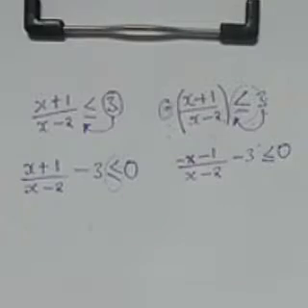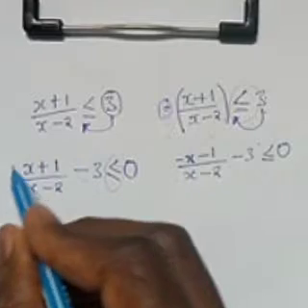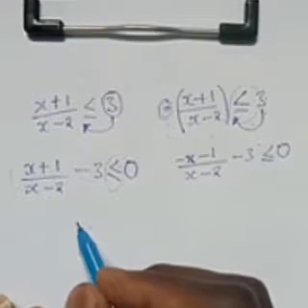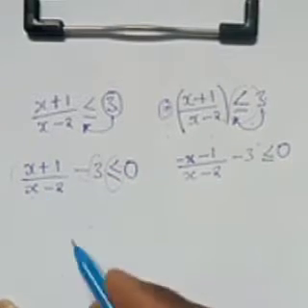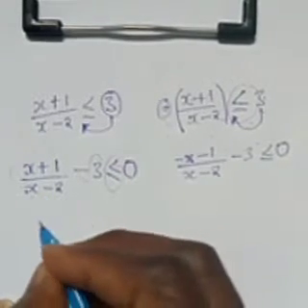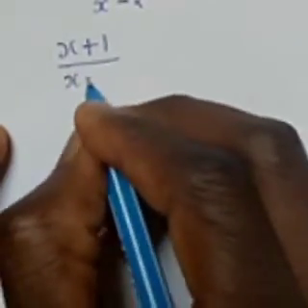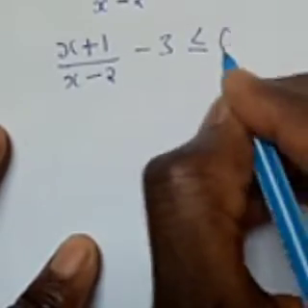Okay, so what I was saying is this. Here, we have something like this now. What are we supposed to do for us to find the values of x? First of all, you need to make this number be part of this. And how are we going to combine it? We are going to come up with something like this: plus 1 over x minus 2, and you say minus 3 less than or equal to 0.